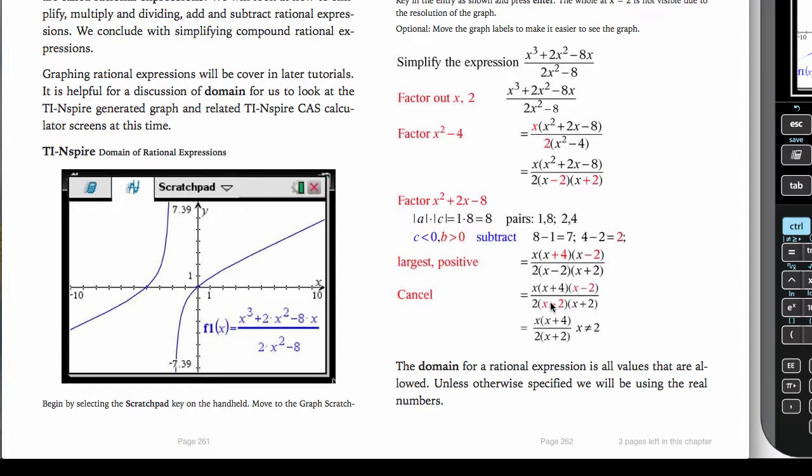Then when we have something over itself, we can drop it out, except we need to pay attention that x is not equal to 2. Because when we drop this out, if we put 2 into the original expression, we'd have division by 0. But if we put 2 into this expression, we do not have division by 0. But once we add that x is not equal to 2, that is what has happened.